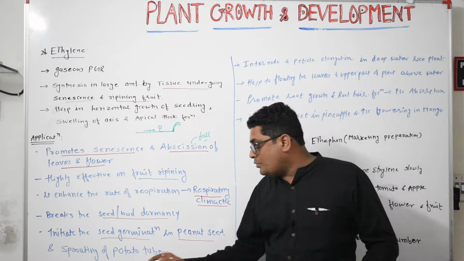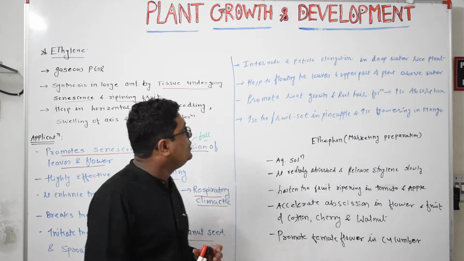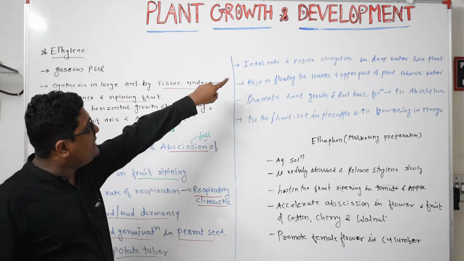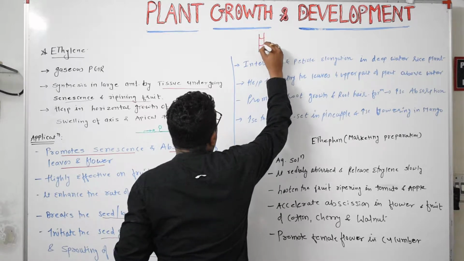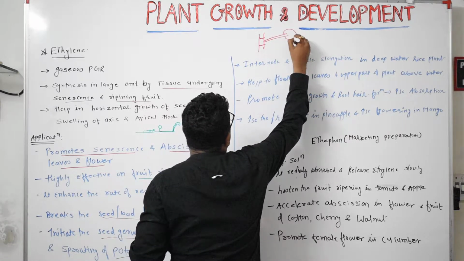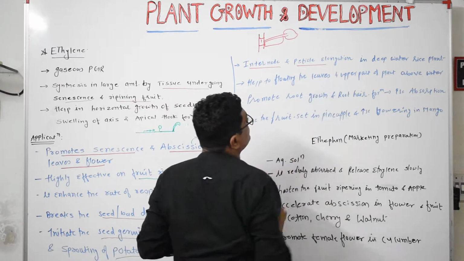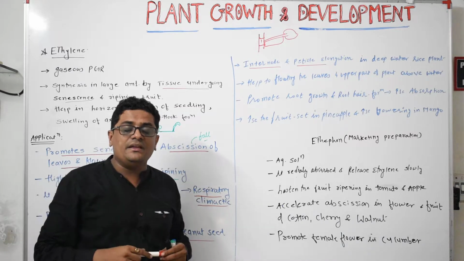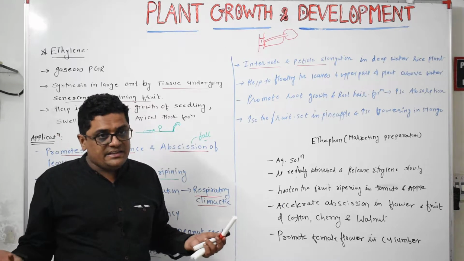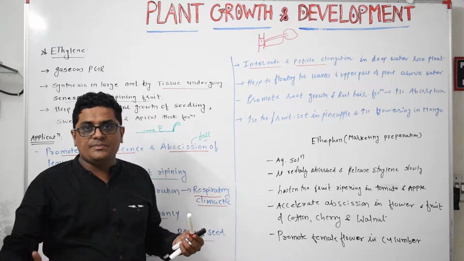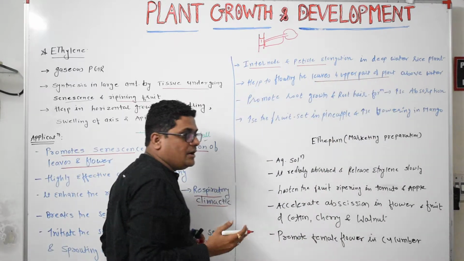Also, it helps in sprouting the potato tuber. Ethylene is also responsible for the elongation of the internode and the petiole. Suppose this is the petiole, this is the internode. So ethylene is responsible for the elongation of the petiole and internode in the deep water rice plant. Also, ethylene is gaseous in nature, so it is responsible for floating the leaves and the upper part of the plant above the water.